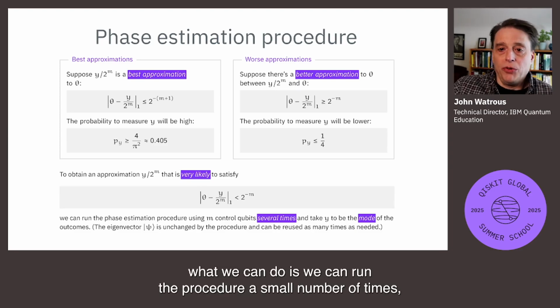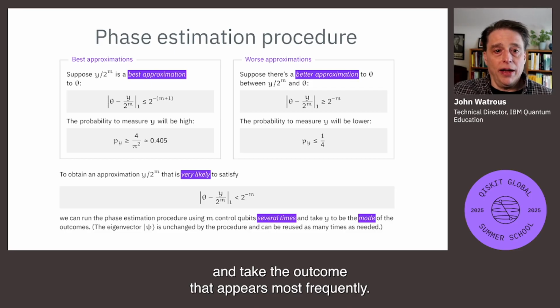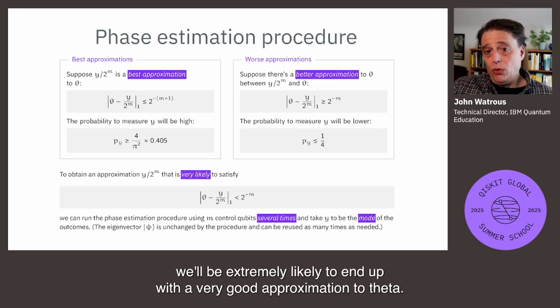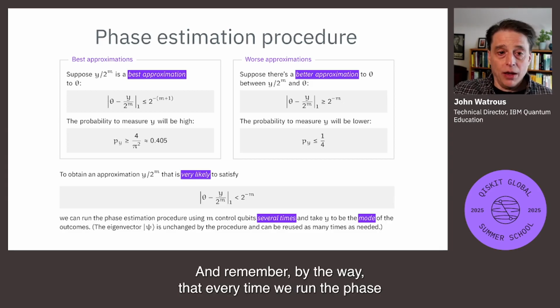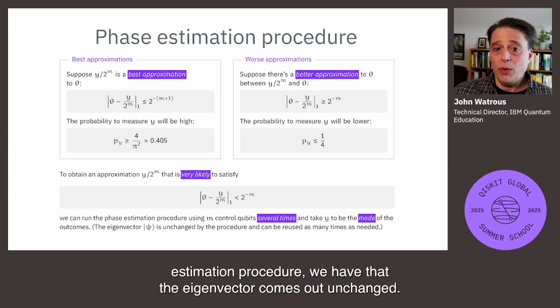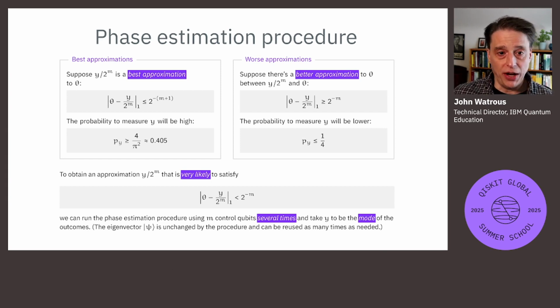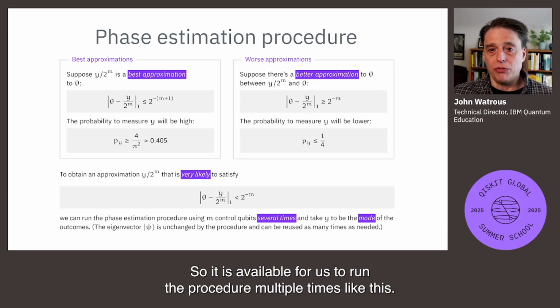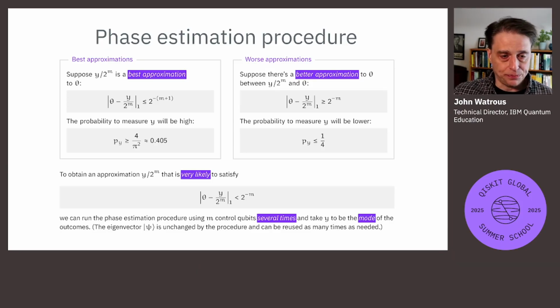And if 40% is not good enough as a measure of confidence, what we can do is run the procedure a small number of times and take the outcome that appears most frequently. And if we do that, we'll be extremely likely to end up with a very good approximation to theta. And remember, by the way, that every time we run the phase estimation procedure, the eigenvector comes out unchanged. So it is available for us to run the procedure multiple times like this.